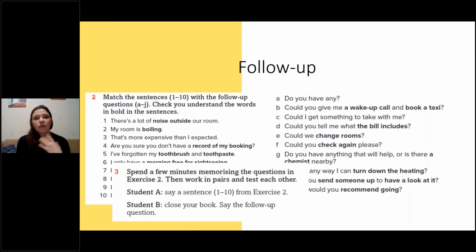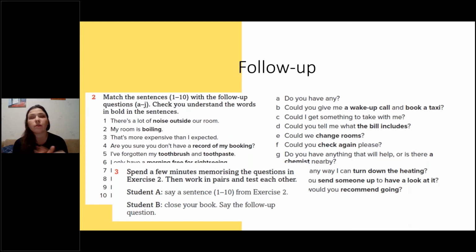And again, what the book suggests to follow here is to memorize the sentences as they are. Your pre-intermediate students will get a lot if they just remember the sentence itself, not just the word noise outside. They will remember the whole phrase. There's a lot of noise outside our room. Yeah, they will remember it. They will use it. Could you change rooms? Yeah, for example.